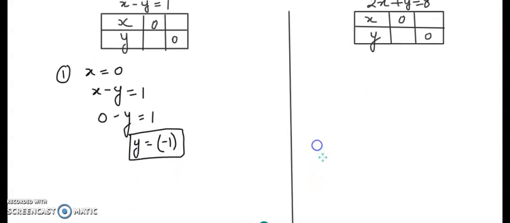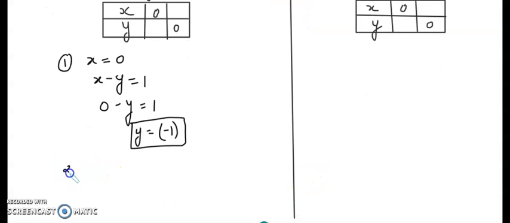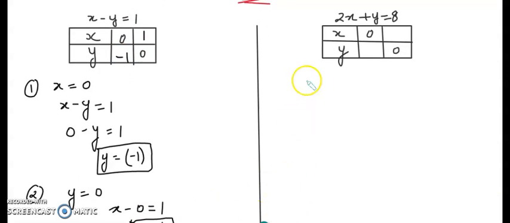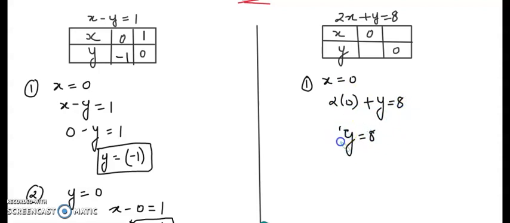The next point is y is equal to 0, right? So x minus 0 is equal to 1. So x is equal to 1. So this is minus 1, this is 1. Next, 2x plus y is equal to 8. So first, x is equal to 0. So 2 times 0 plus y is equal to 8. So y is equal to 8 directly.